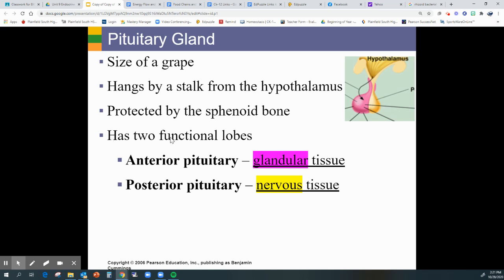There's 2 functions and 2 lobes. The anterior pituitary is mostly glandular tissue. So this is the part of the pituitary that's secreting most of our hormones. And the posterior pituitary is primarily nervous tissue.